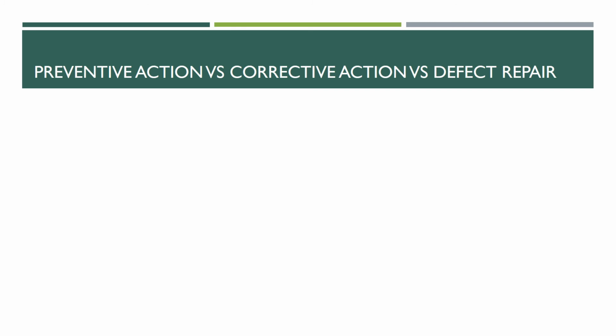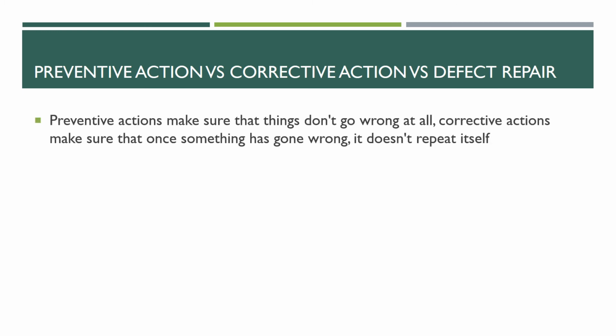Now this slide is all about the difference between preventive actions, corrective action, and defect repair. So let's look into that. Preventive actions make sure that things don't go wrong at all, right? Remember, I took the example of risk management. What is risk management? Risk management is basically making sure nothing goes wrong, right? So any changes that come up from preventive actions are basically making sure that things don't go wrong at all in the future.